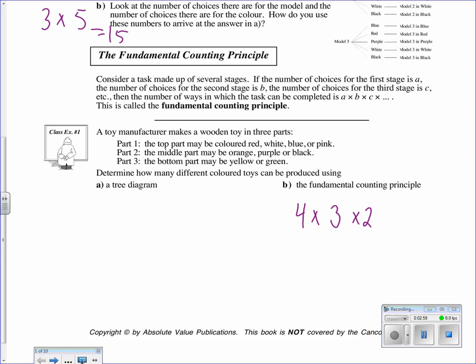So I have a multiple number of ways to build this toy, and I can find the number of different colored toys that can be produced by multiplying these numbers together. 4 times 3 is 12, times 2 is 24.